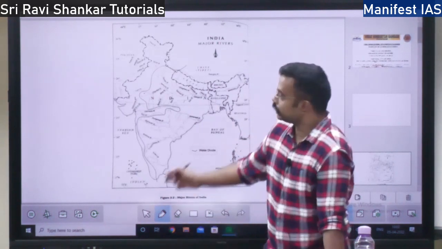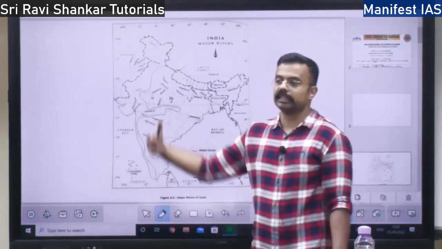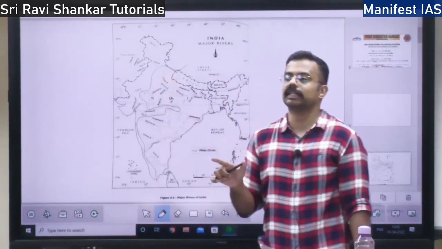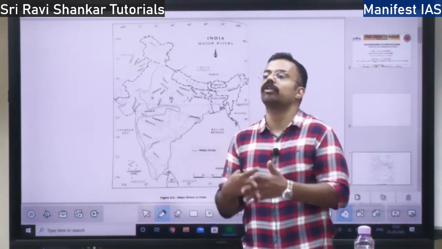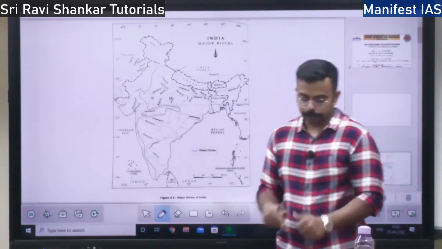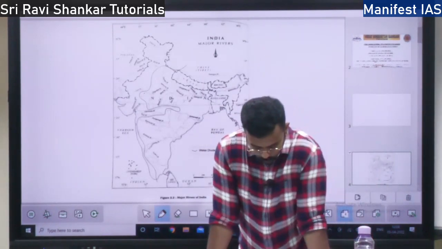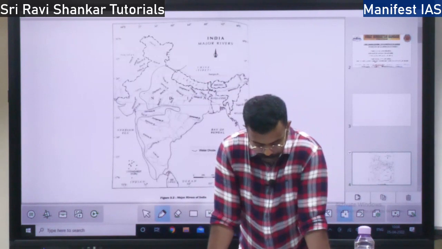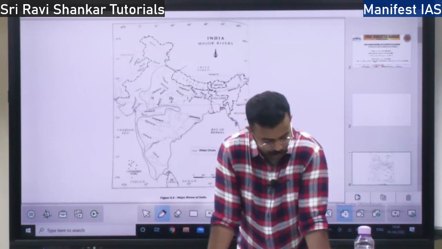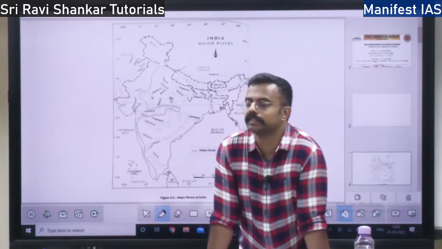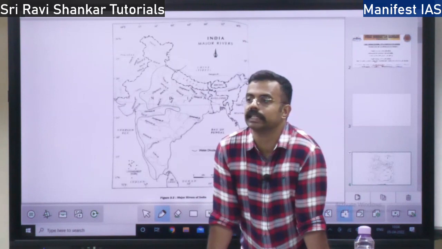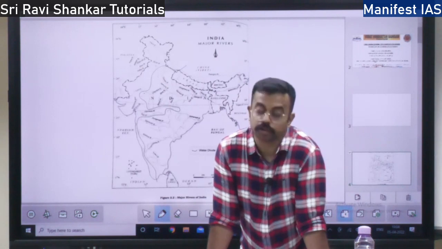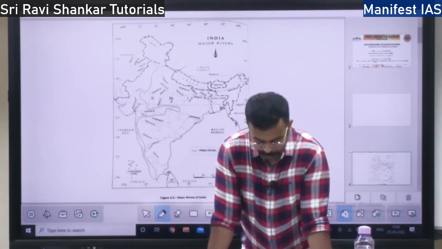So this Bhagirathi cuts through the Himalayan region and meets the Alaknanda River at the Devprayag region. Prayag means where the rivers confluence, right? That is a Prayag. Where does this Alaknanda originate? Bhagirathi originates in the Gangotri Glacier. Alaknanda originates in the Alkapuri region, where the glacier is called the Satopanth Glacier.